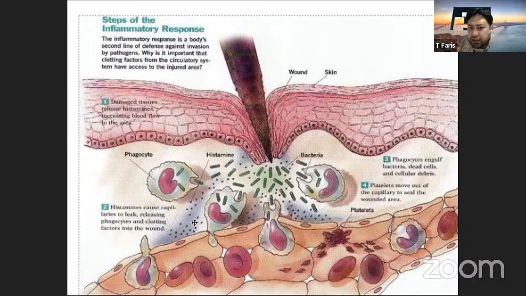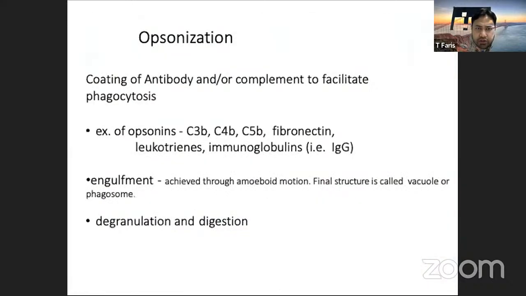The presence of phagocytic cells, macrophages, is important as key players to engulf the bacteria that cause the inflammation. Opsonization, in other words, for today's class, is the coating of antibody or complement to facilitate the phagocytosis process. For example, opsonins include C3b, C4b, C5b of the complement system, fibronectin, leukotrienes, and immunoglobulins, also known as antibodies.